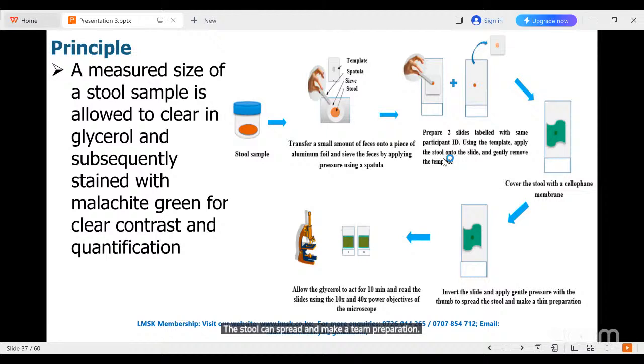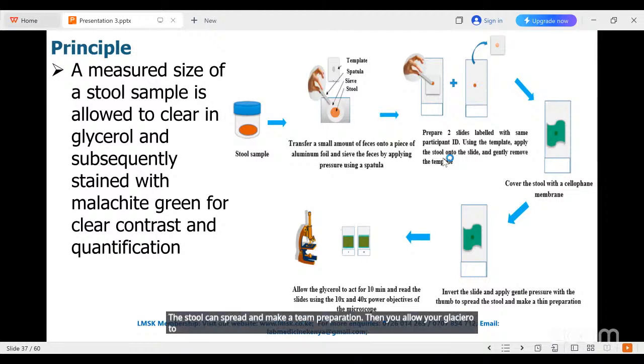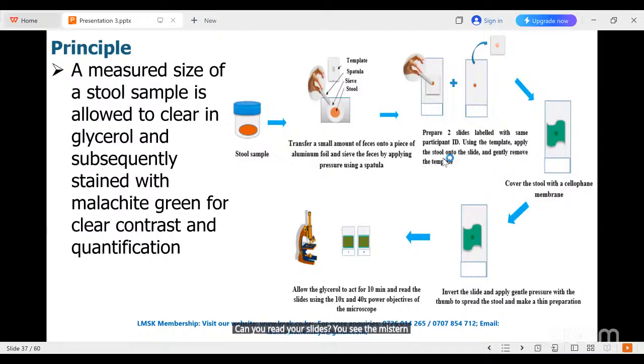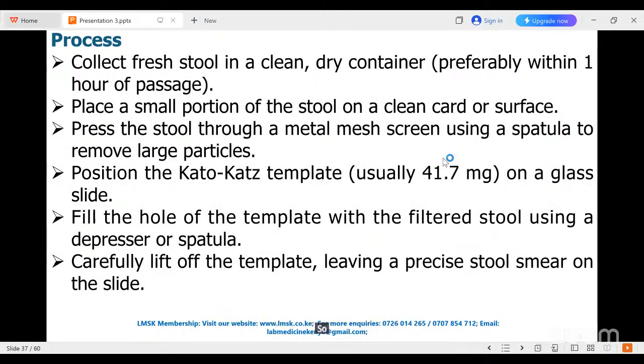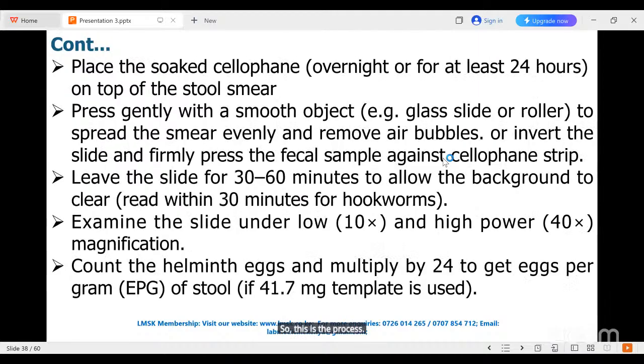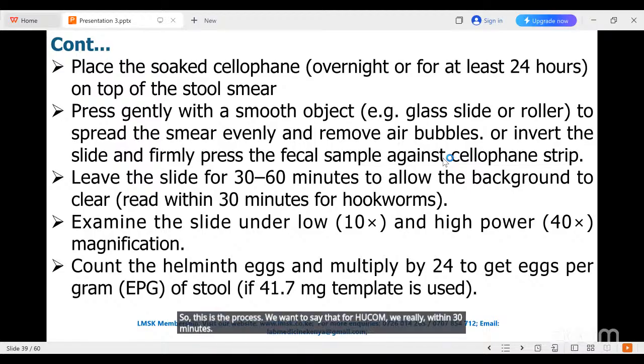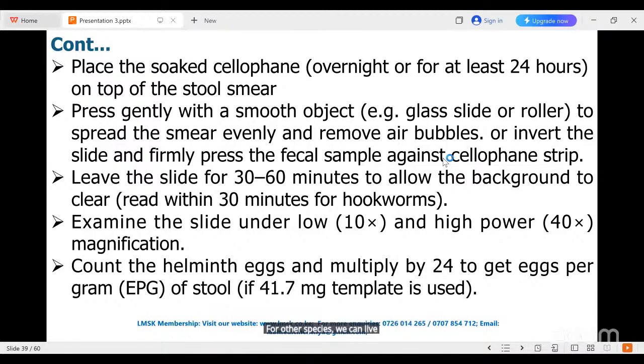Then you allow the glycerol to act for around 10 minutes. Then you read your slides using 10 times and 40 times objectives. So this is the process. We always say that for hookworm, we read within 30 minutes. For other species, you can leave the slide for even 1 hour, because we say you leave the slide for 30 to 60 minutes.